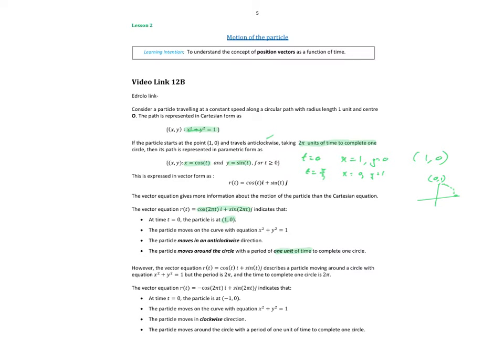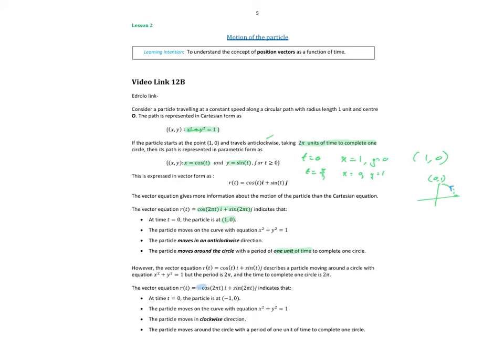Maybe if I put t equal to a quarter, so a quarter of a second later, I get cos of 2 pi on 4 plus sine of 2 pi on 4. Again, that takes my position to the point (0, 1). So I'm travelling around in an anti-clockwise direction. We tend to put an arrow in the direction of motion. And obviously the same thing applies for the next example.